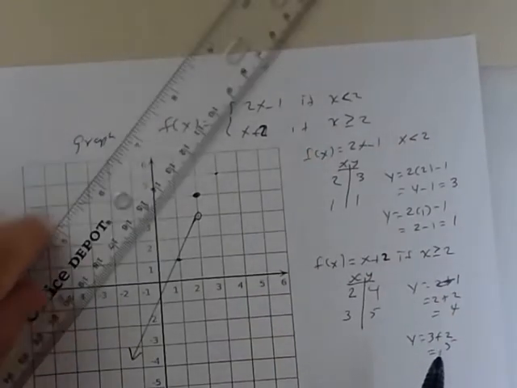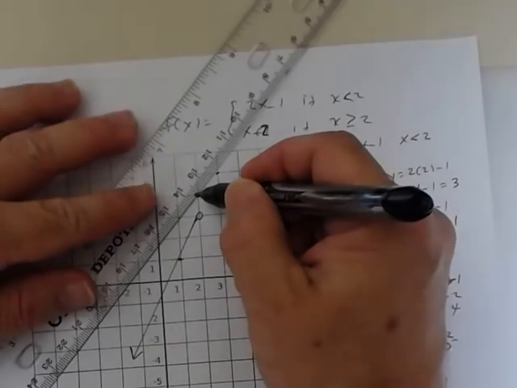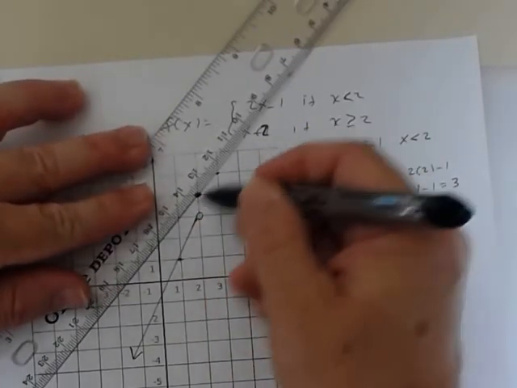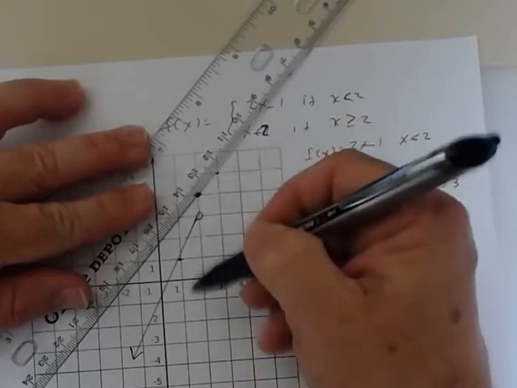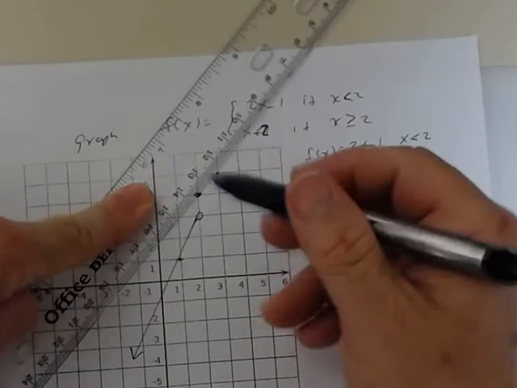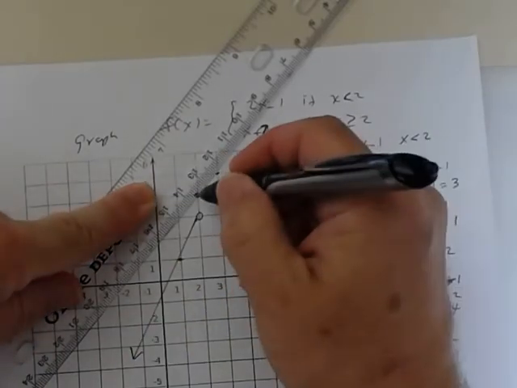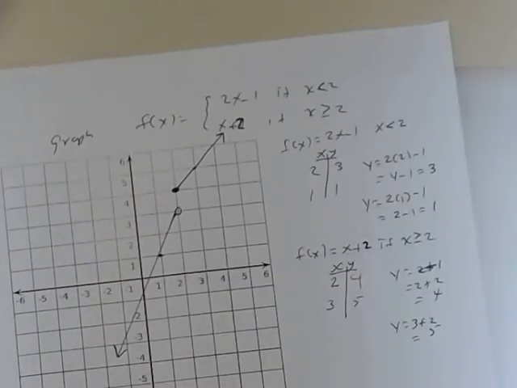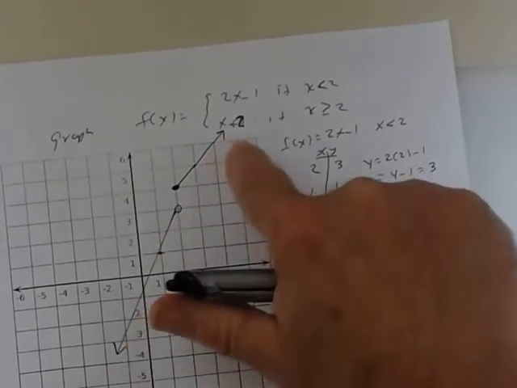And then you just draw your ray. You must start here though, right? You're not going to extend it, correct? Because if you extend it, doesn't it automatically fail the vertical line test? And f of x is no longer a function, so don't extend it. It starts here, and there's your graph. Make sure you put the arrows on these things like this.